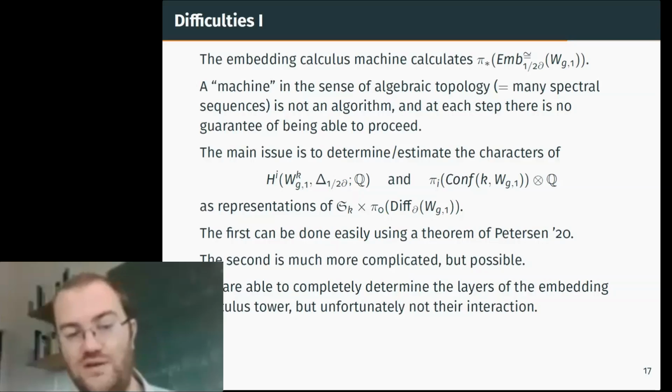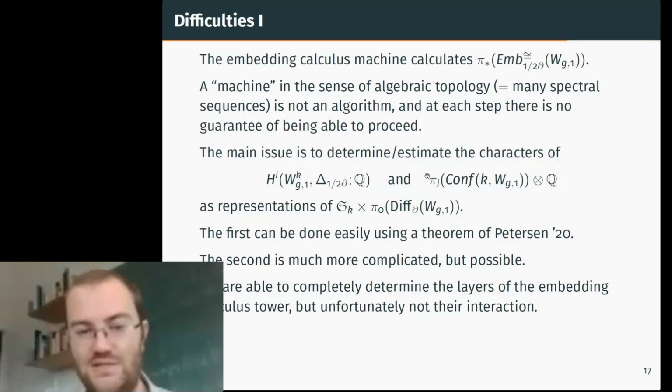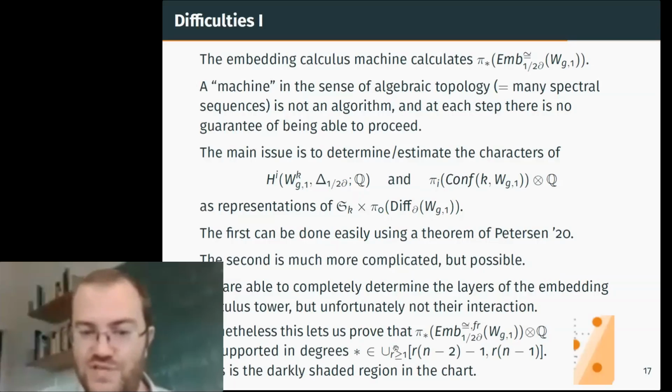So we're left to just say the embedding calculus is something supported in this range of degrees and nothing outside of that range of degrees. And this range of degrees, you don't have to remember the formula, but it corresponds to these darkly shaded regions of the bands in my chart.